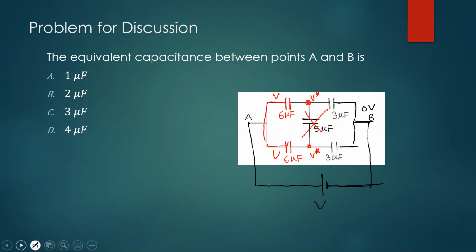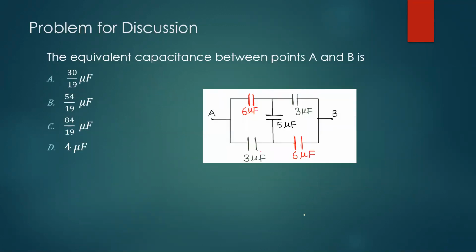So then what is left? The upper branch, you have two capacitors in series. So if you have two capacitors in series, you can do C1 C2 by C1 plus C2. So you get 6 into 3 by 6 plus 3. So that is 2 microfarad. And the lower branch also has two capacitors in series, 2 microfarad. They are in parallel, so you add them. So you get 4 microfarad. You understand this? Okay, good.